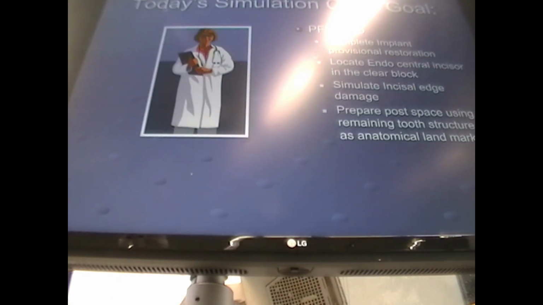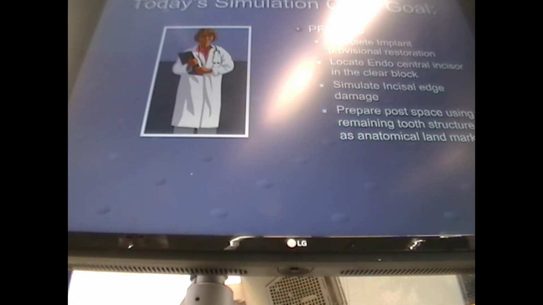Today's clinical simulation, we will be adjusting this because we do not have the parapost drills and we do not have the parapost. So, I talked to Dr. Graves by text message a while back, and she'd like you to obtain your endodontically treated central incisor in the clear block. Take this head of root canal. We're going to simulate incisal edge damage. That would be the easiest thing you do in dental school.